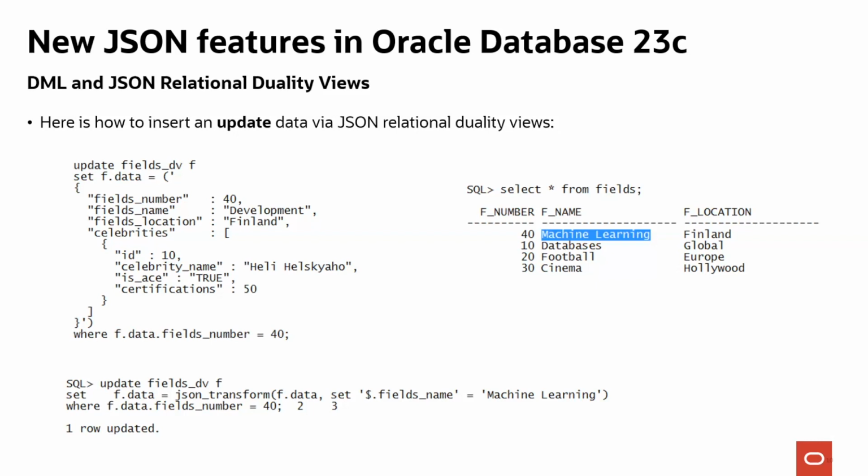And I also, at the bottom, for another update, I wanted also to update the field name. From development, I can change it to machine learning. And you can see the result from the top right of the slide. I can select star from fields. I see that I have a new field called number 40 with the name machine learning. This is a way how you can update the data directly through the views.